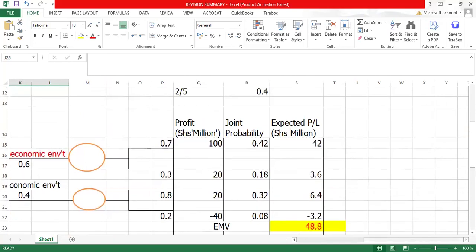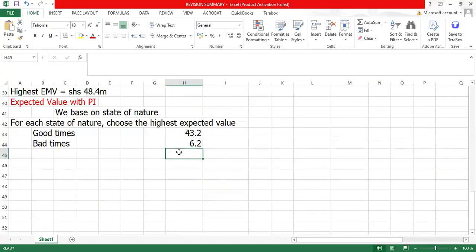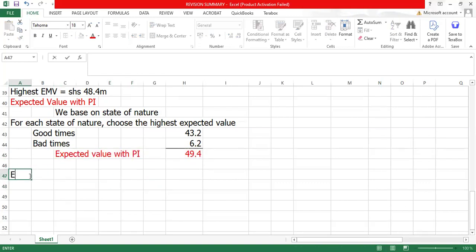Okay, so if you add, what do you get? If you add this plus this, that will be your expected value with perfect information. And you substitute, therefore, the expected value of perfect information.